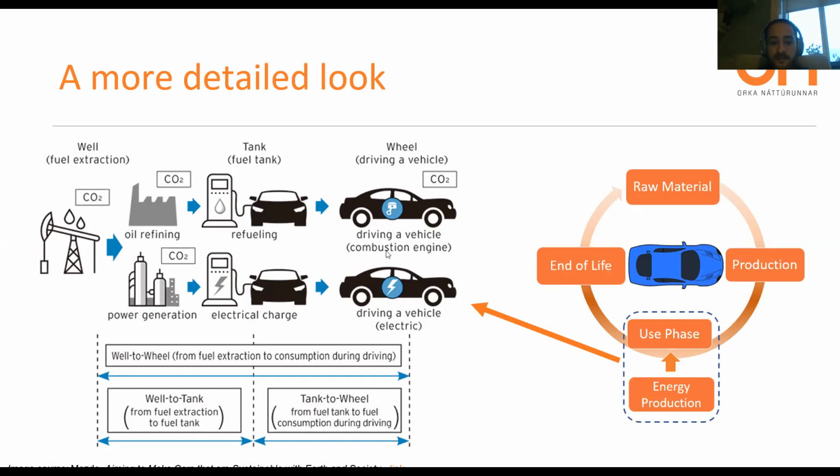So when we take a more detailed look at an EV versus a combustion vehicle, many people talk about EVs as zero emission vehicles, but of course they're just talking about the tank to wheel, or essentially the driving of the vehicle. In a combustion vehicle, you're combusting the fuel, so you have CO2 emissions. With an EV, there's no combustion. You just have the energy stored in the battery, the drivetrain is electric, and so you have no CO2 emissions.